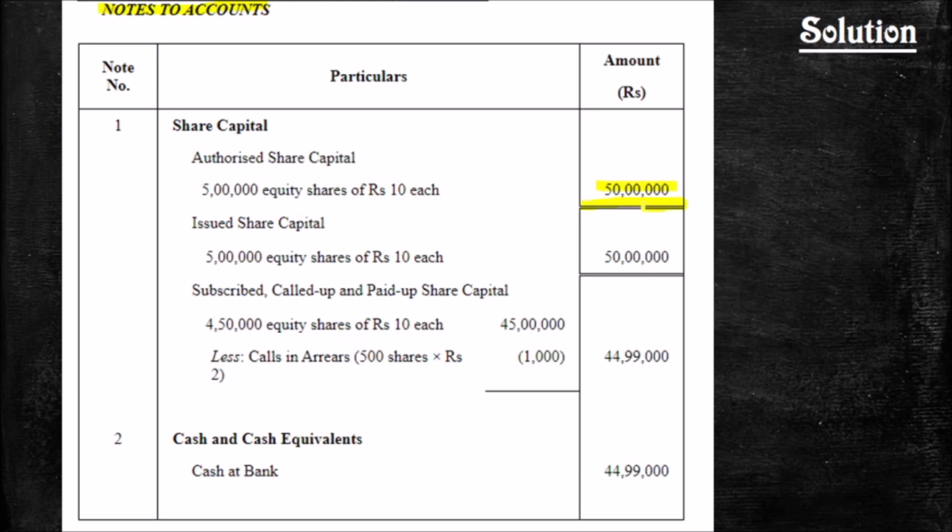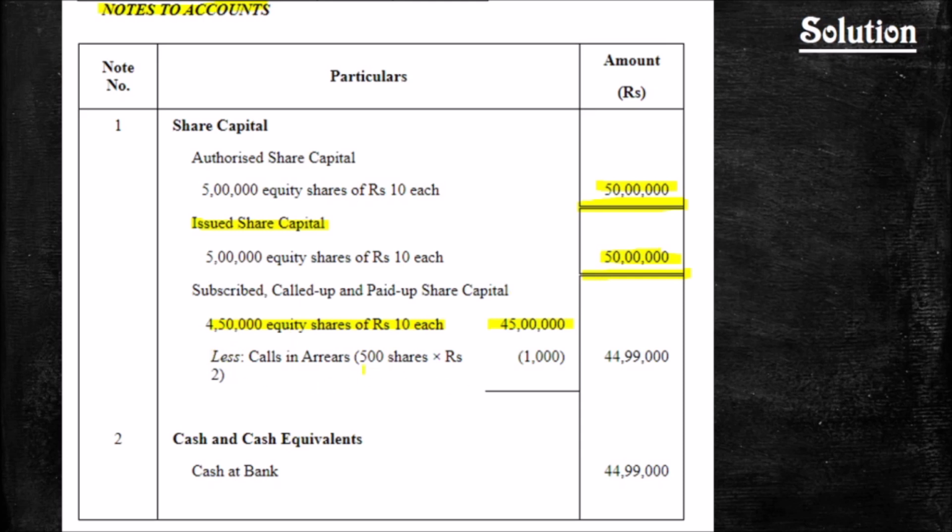It is not taken for further calculation. Issued capital of 50 lakh, what is issued to the public, that also is closed. But subscribed capital means 4 lakh 50,000 equity shares of rupees 10. 45 lakh is the amount. It is subscribed, called up and paid up capital.